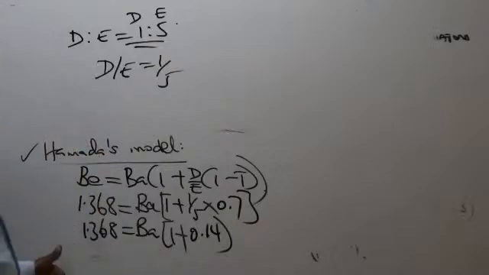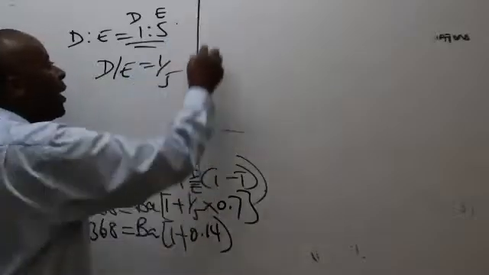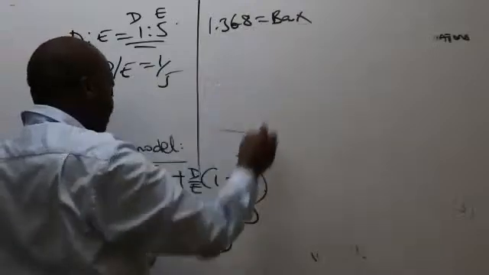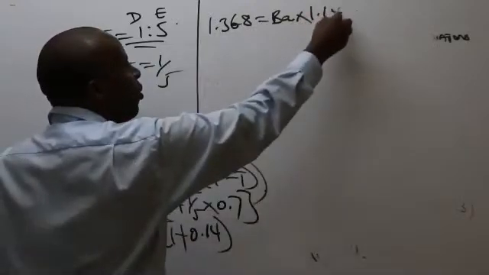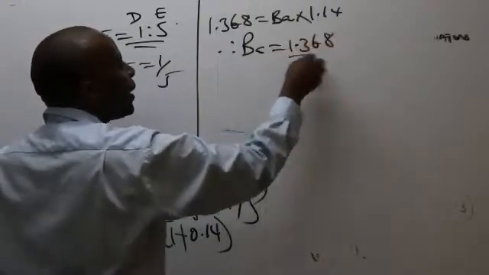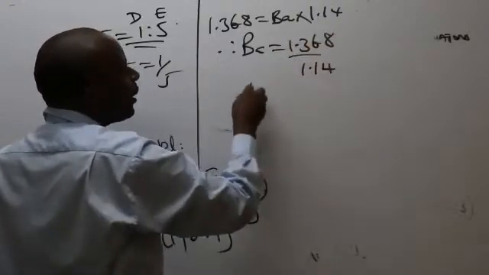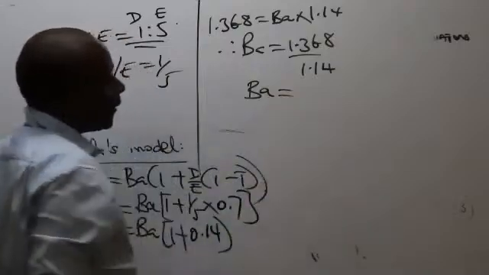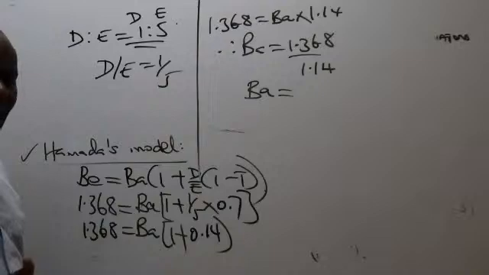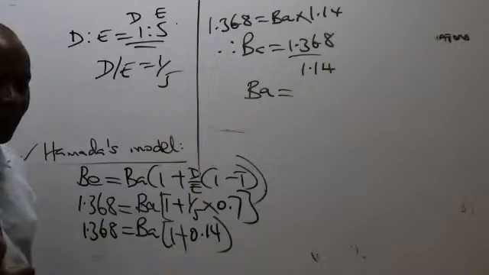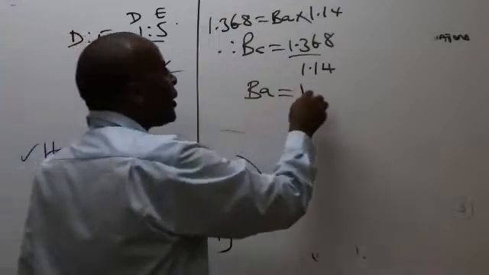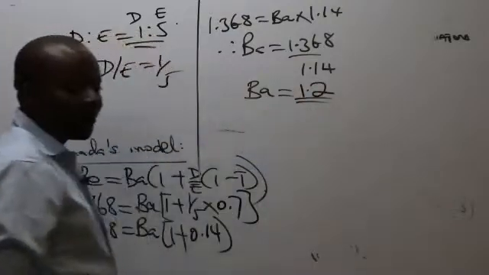Thank you very much. So what this would mean is that my 1.368 equals BA times 1.14, implying that BA will be 1.368 divided by 1.14. Can somebody give me this beta assets? Agnes, Liz and Mwende are giving me good answers. Very good. So beta assets is 1.2.